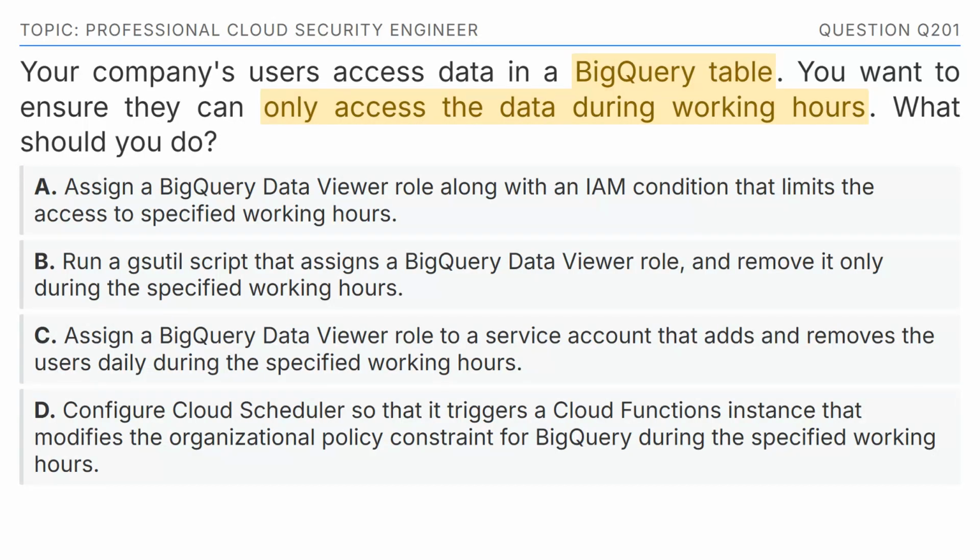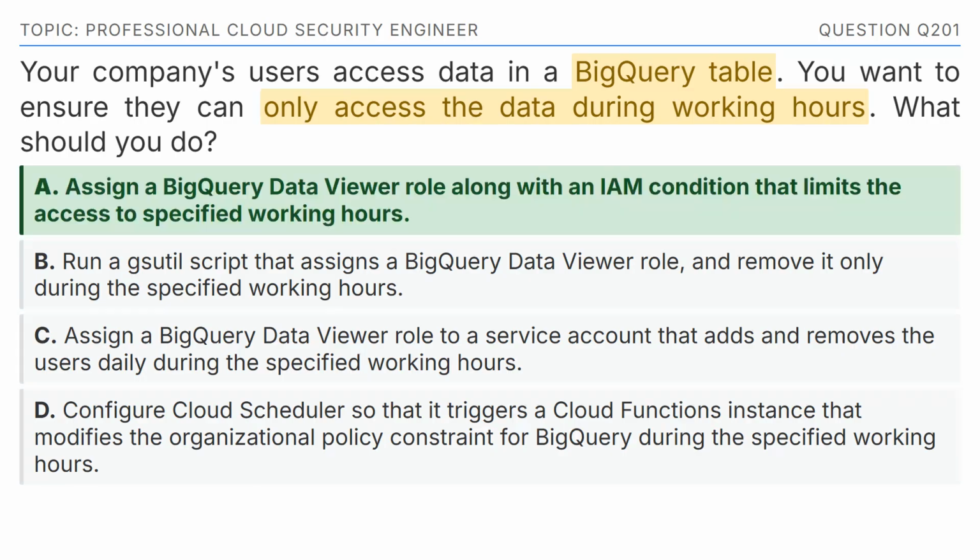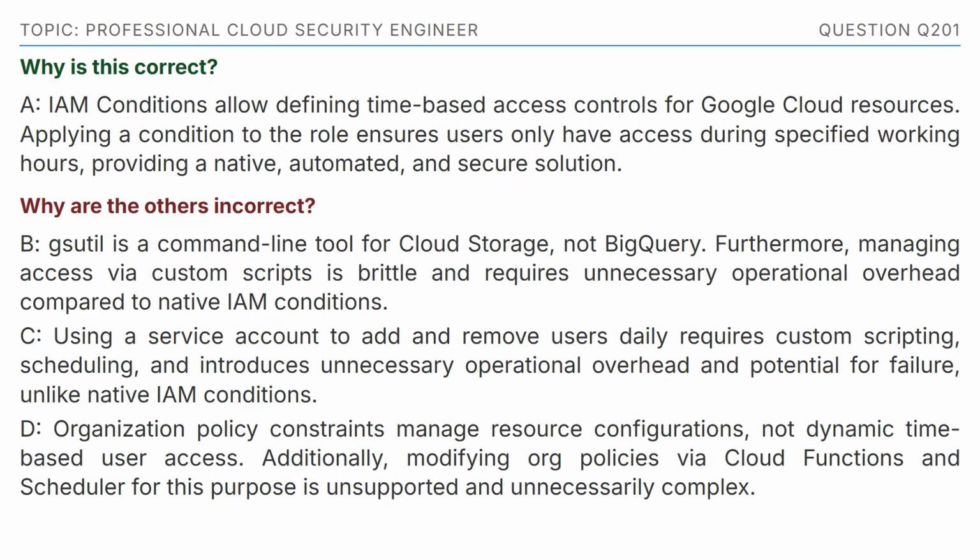To arrive at the correct answer, we focus on the keywords, BigQuery table, only access the data during working hours. The correct answer is option A. Assign a BigQuery data viewer role along with an IAM condition that limits the access to specified working hours. Why is this correct? A. IAM conditions allow defining time-based access controls for Google Cloud resources. Applying a condition to the role ensures users only have access during specified working hours, providing a native, automated, and secure solution.